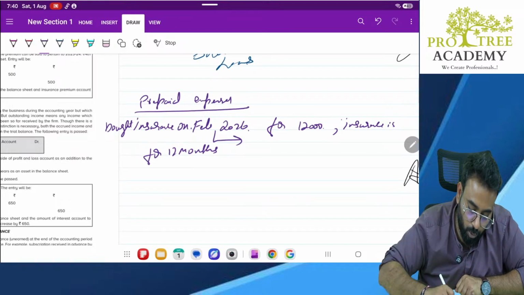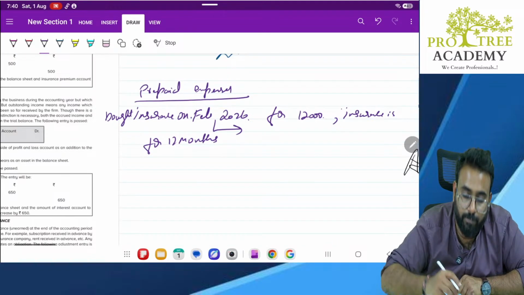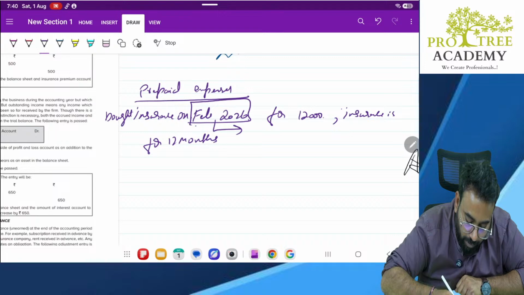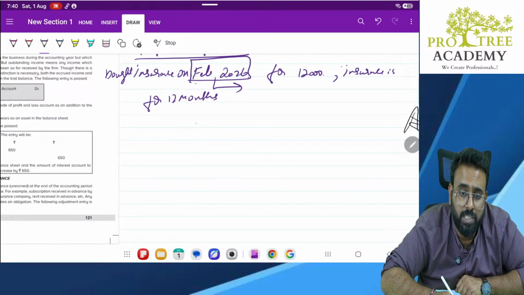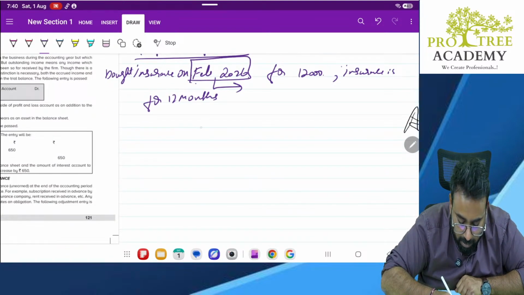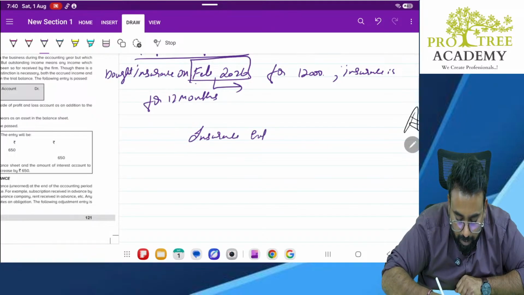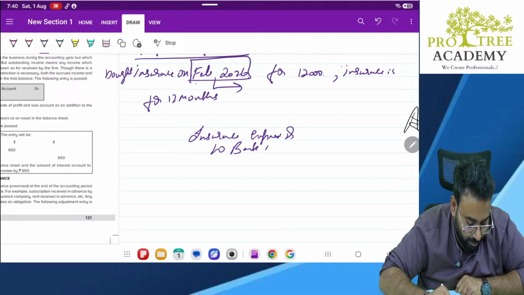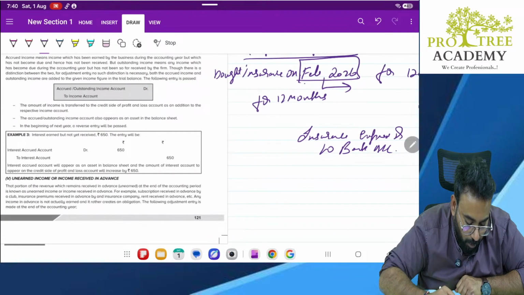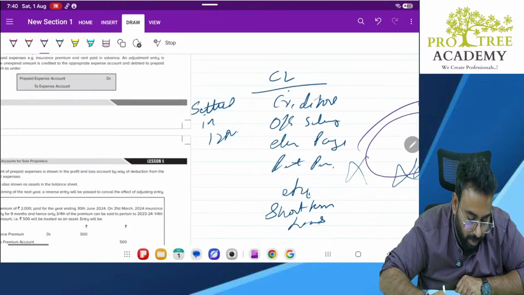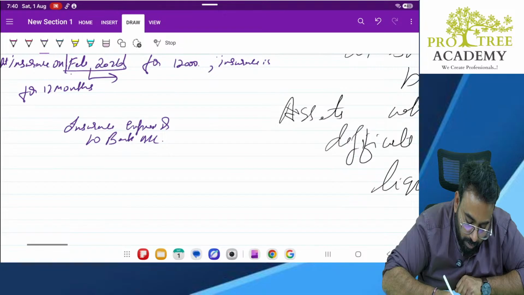Now my question to you: when you bought the insurance in February 2026, what is the entry you will pass? Is insurance an expense? Yes, sir, it is an expense. So you will pass insurance expense account debit to bank account, 12,000. Okay, you pass the entry.